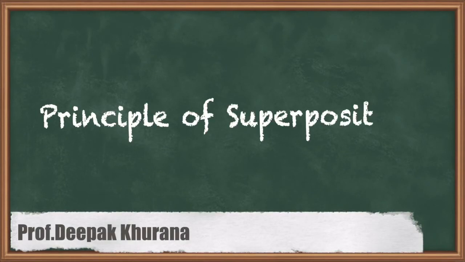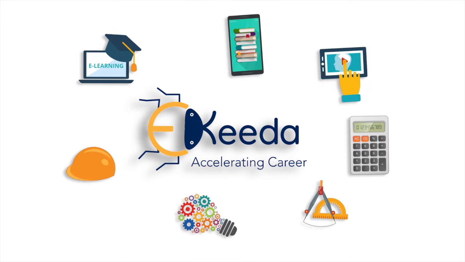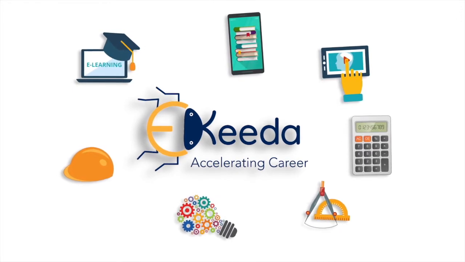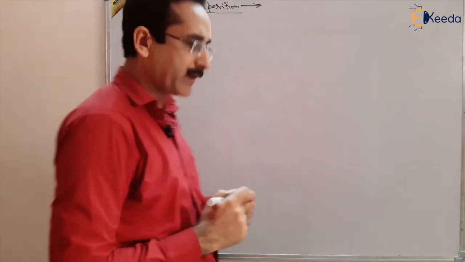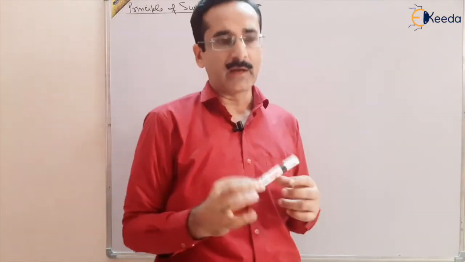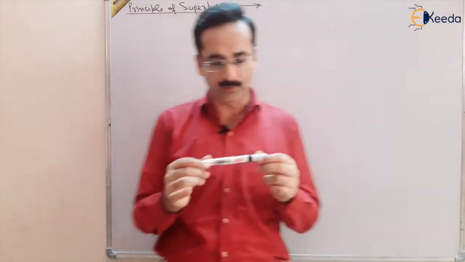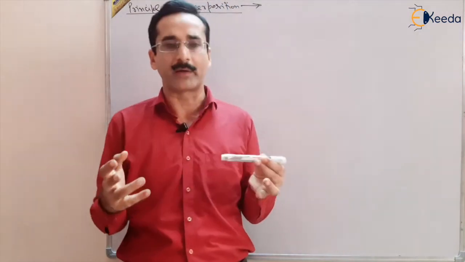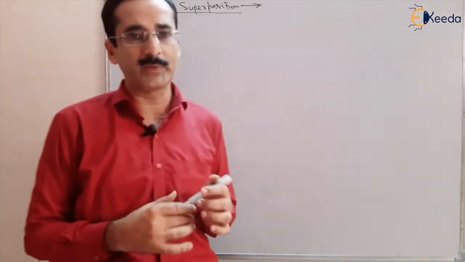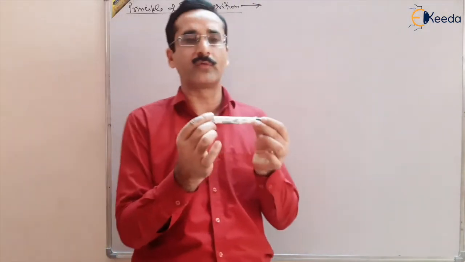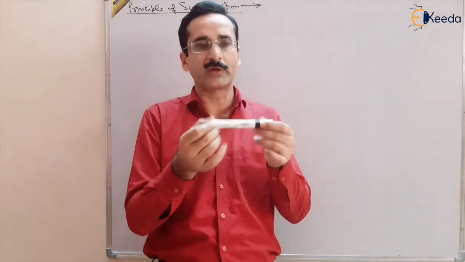Now we want to study the principle of superposition. What is that principle of superposition? The principle of superposition states that if we have a bar like this and a number of forces are acting on this bar at different parts of the bar, then the total deformation or total strain of the bar will be the algebraic sum of all the deformations of the different parts of the bar.